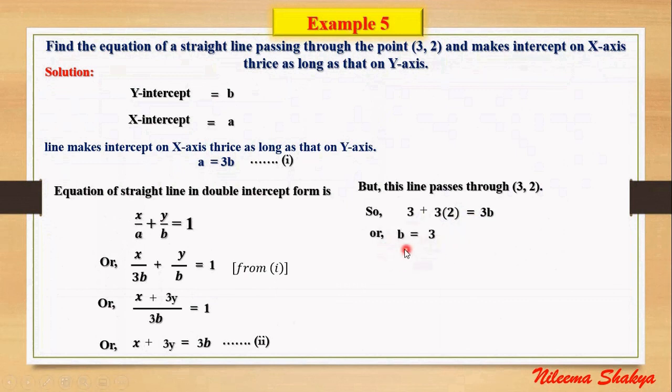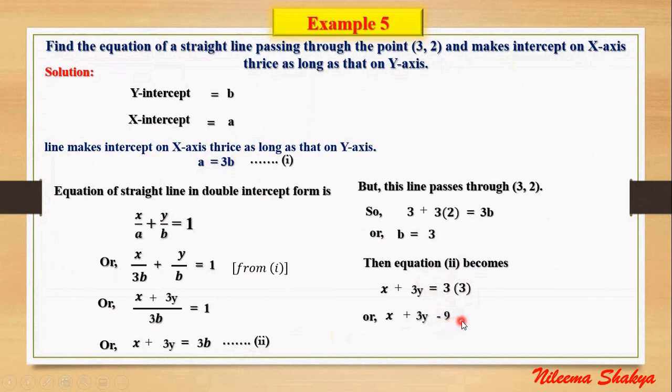Now we can substitute b equals 3 in equation number 2. So equation number 2 becomes x plus 3y equals 3 multiplied by 3. We have substituted b as 3 here. Now we get the equation x plus 3y, and 3 threes are 9. It will come to the left hand side, so it becomes minus 9. Hence, in the right hand side, 0 is left over. This is the required equation of the straight line.